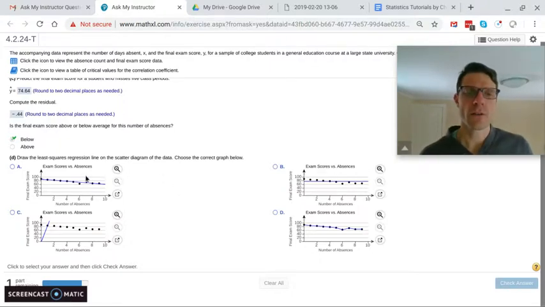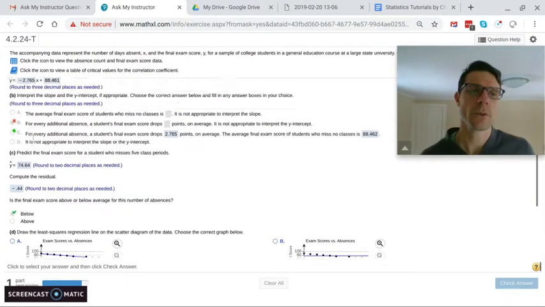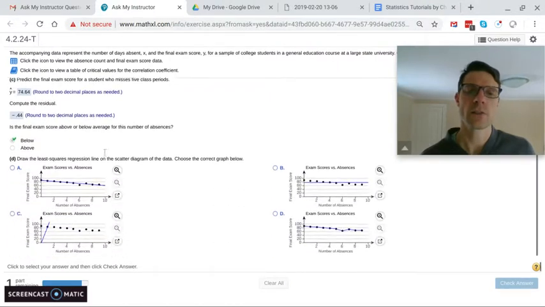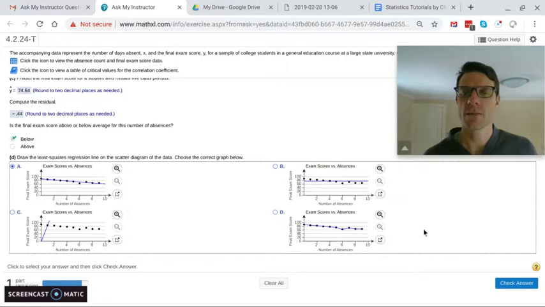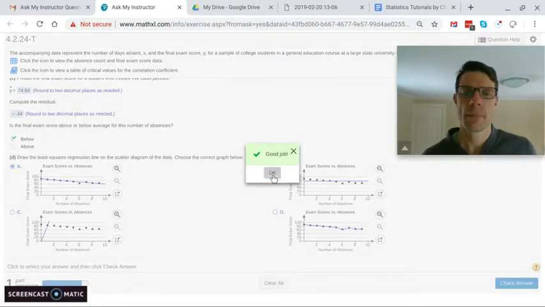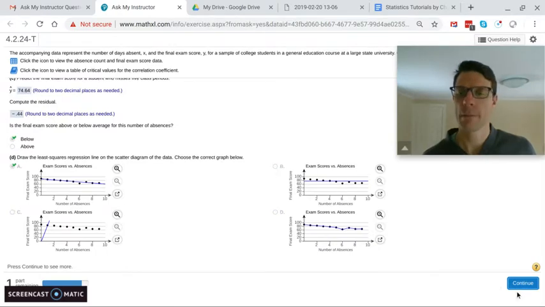So it's really between these two right here. And I'm going to say it's not this one because this line looks totally flat. And what do we know about our line? It has a negative slope. If I look back up here, it's got a negative slope, so it should be sloping down from left to right. So it's a pretty easy process of elimination for this one. Okay, continue.